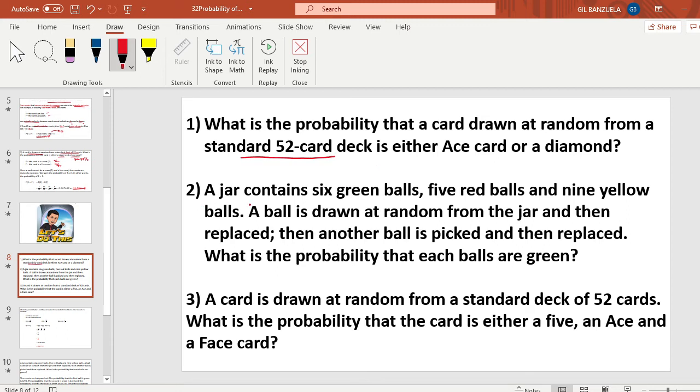For number 2, a jar contains 6 green balls, 5 red balls, and 9 yellow balls. A ball is drawn at random from the jar and then replaced. Then another ball is picked and then replaced. What is the probability that each ball is green? And for number 3, a card is drawn at random from a standard deck of 52 cards. What is the probability that the card is either a 5, an ace, or a face card?